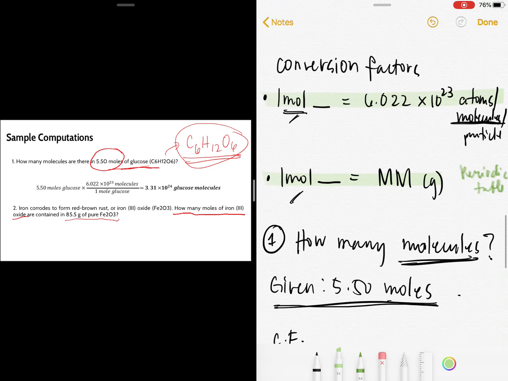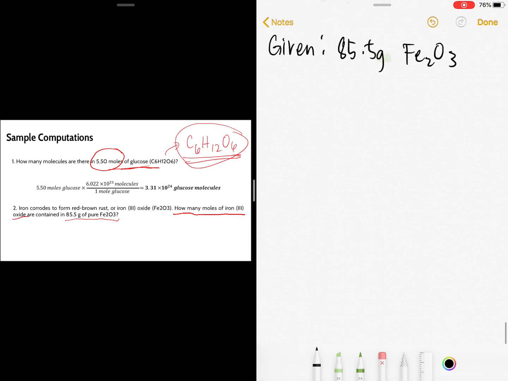Tingnan natin yung ating conversion factors. Silang dalawa, may unit sila na mole. Pero between the two conversion factors, sino yung may unit na gram? Itong pangalawa. The second one. So, this will be the conversion factor that you will be using for problem number 2. Kasi meron kang unit na mole, meron ka ding unit na gram.